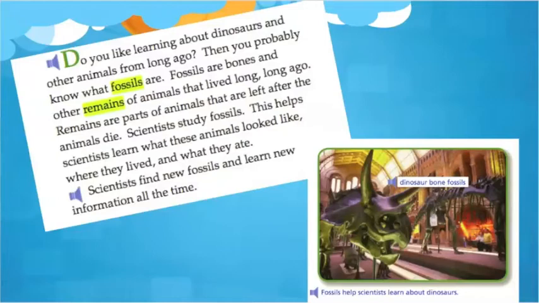I'm looking at that second highlighted word, remains. It says fossils are bones and other remains of animals that lived long, long ago. Remains are parts of animals that are left after the animals die. I wonder what remains means. Jot your thoughts for remains on your chart.